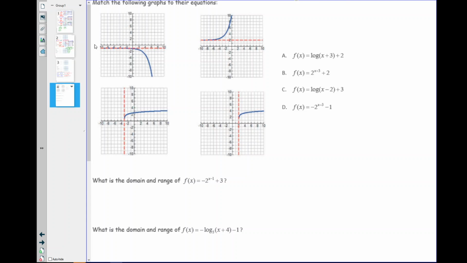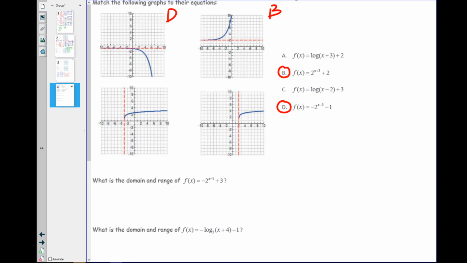So here, the 2 exponentials are B and D. Which one has the asymptote at -1? D. So this first one here is D. If you look at the other one, it confirmed the horizontal asymptote is at 2, so this one's B.